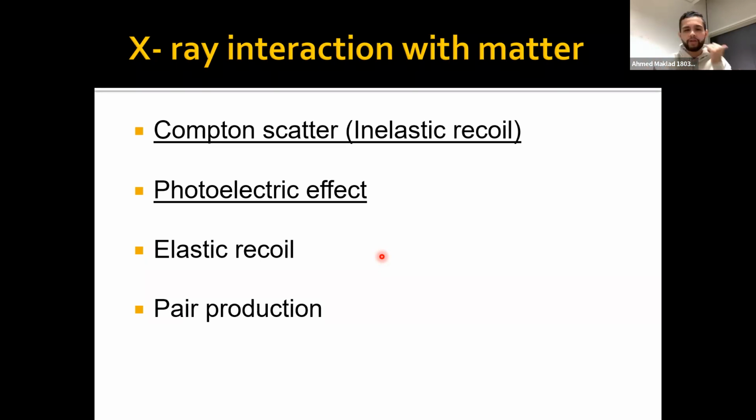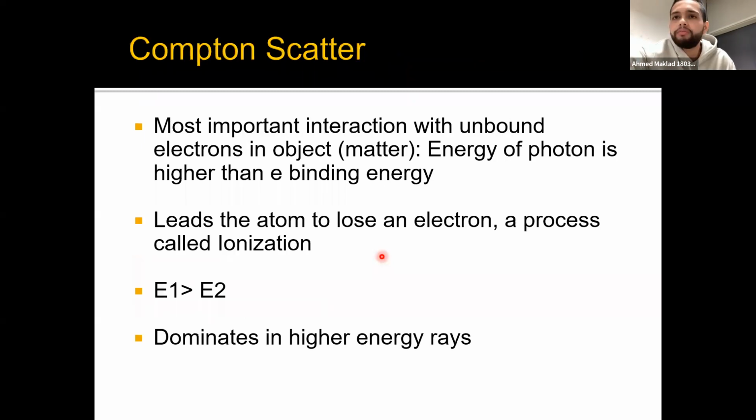And if you recall, the characteristic radiation will give you the photoelectric effect. You want to increase the photoelectric effect and the characteristic radiation, because these two are good. They give you good quality and have the least amount of harm on the patient. Then you have elastic recoil and pair production. Those two are absolutely useless. They don't do anything at all. But yeah, let's talk about them in detail.